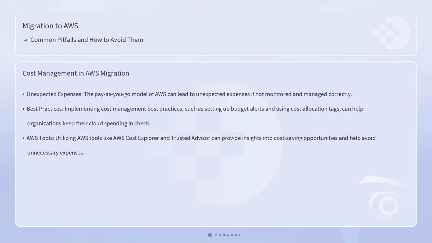A report by Gartner predicted that through 2020, 80% of organizations will overshoot their cloud budgets due to a lack of cost optimization approaches. Utilizing AWS tools like AWS Cost Explorer and Trusted Advisor can provide insights into cost-saving opportunities and help avoid unnecessary expenses.